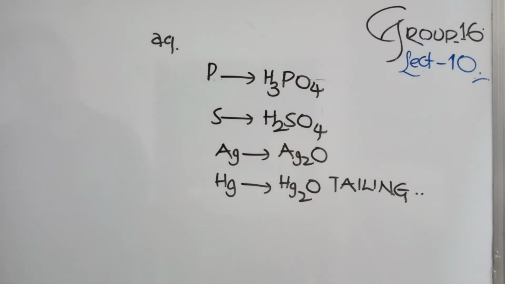So this reaction is called the tailing of mercury, and ozone is a very good bleaching agent. The first reaction is the best example. Lead sulfide is black color, lead sulfate is white color. So ozone functions like a very good bleaching agent.